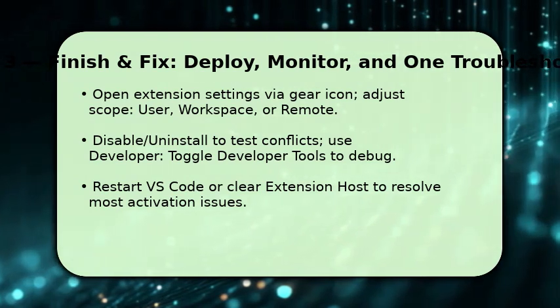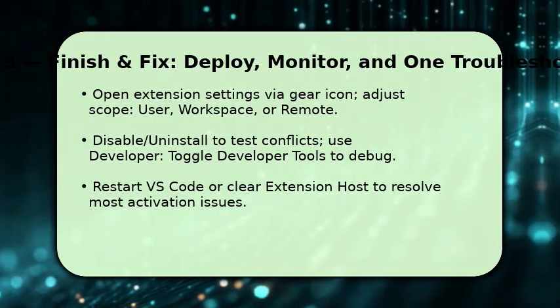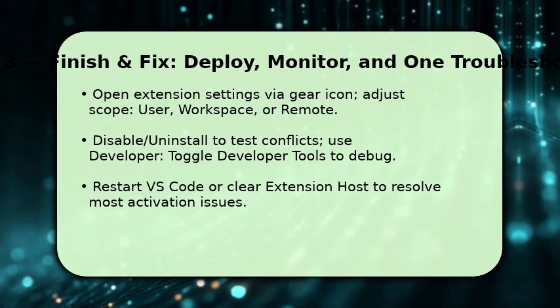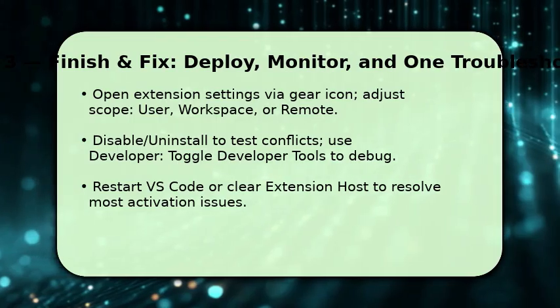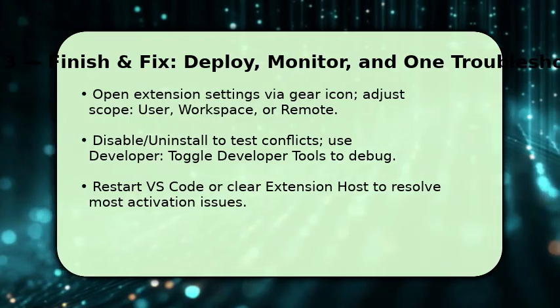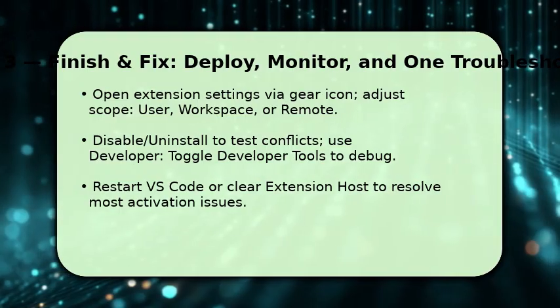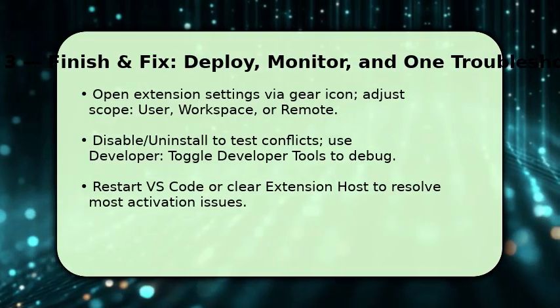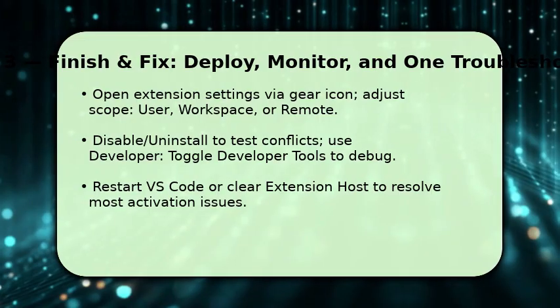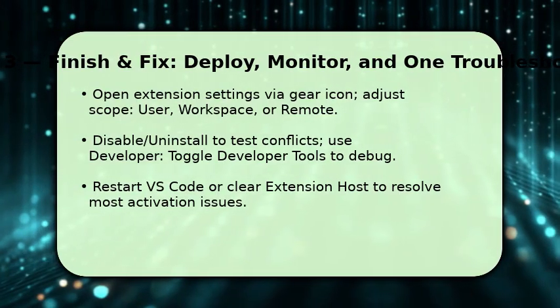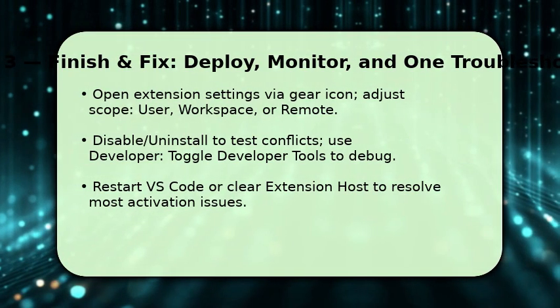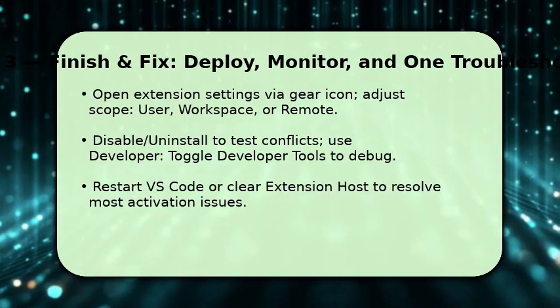If behavior is odd, disable or uninstall recent extensions to isolate conflicts, and use Developer, Toggle Developer Tools to view console errors. If activation fails, restart VS Code or reload the extension host. This fixes most issues. Finally, make sure your workspace trusts the folder, because untrusted workspaces block some extension capabilities.